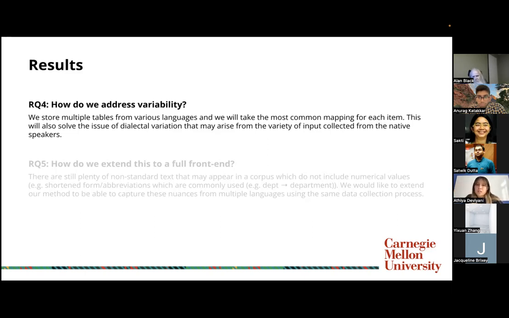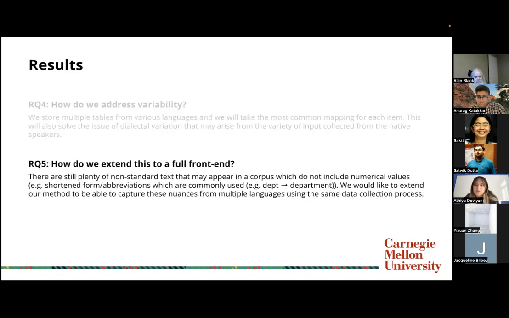One important thing about saving multiple tables is we can also address the issue of this being publicly available, like the web app is going to be publicly available. So how do we keep malicious actors from messing up the tables? Unless they submit hundreds and thousands of tables, hopefully there will be more good ones, and we can take the most common mapping, and that would be used for the normalization.